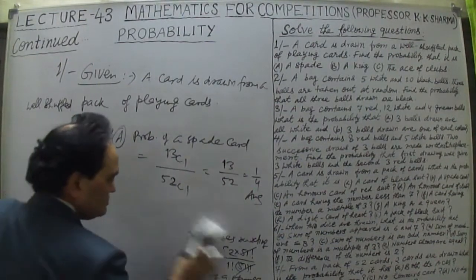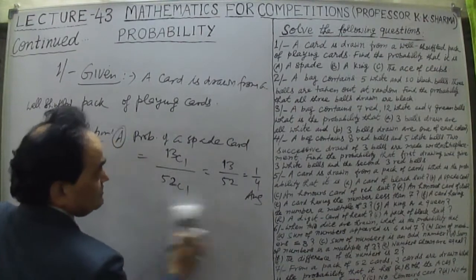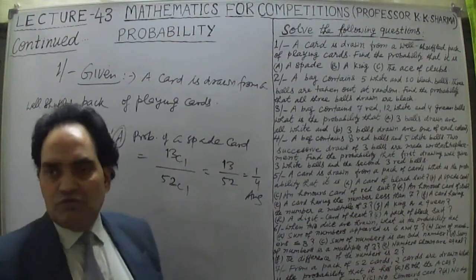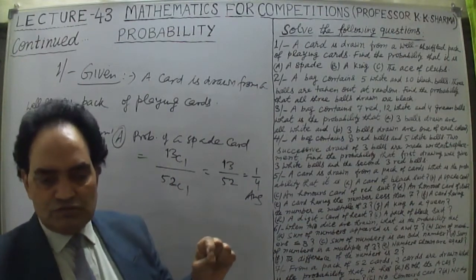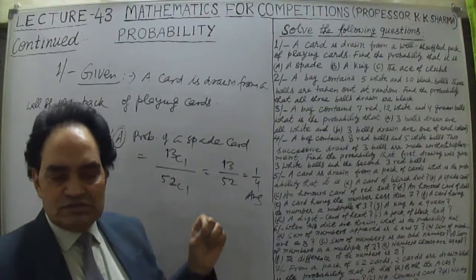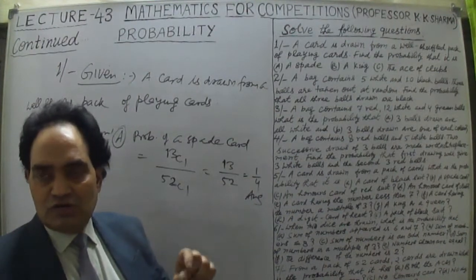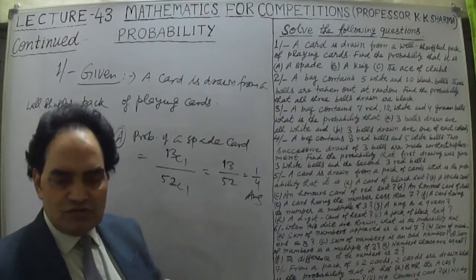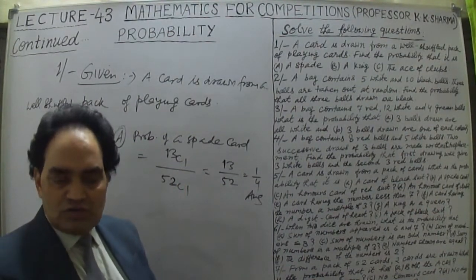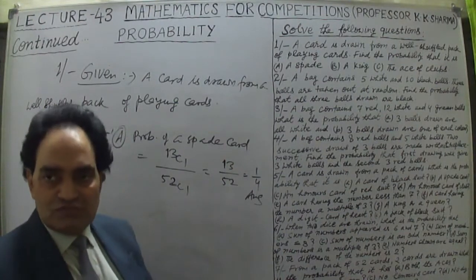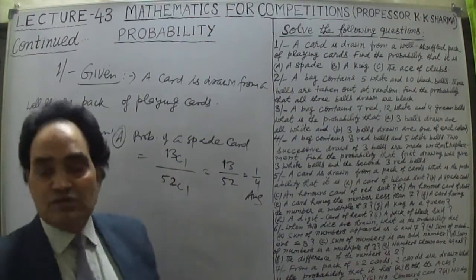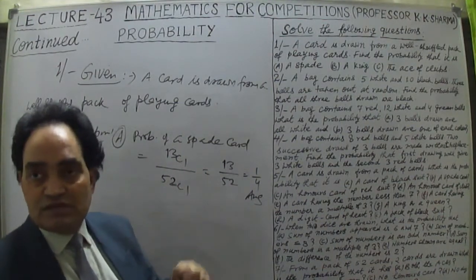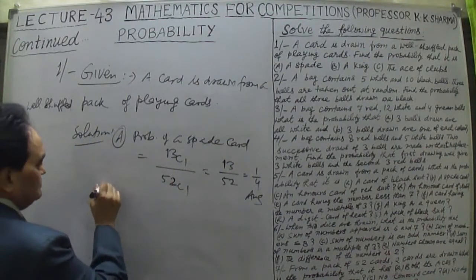Let's talk about the B part of this. Now in the B part it says a king. It doesn't say a king of any particular suit or type, like spade or club or diamond or heart. No, it says king only, a king. Now there are four kings, one king of each kind. So there are total four. Out of four kings we have to select one card, because it must be a king. There are four ways of selecting it.